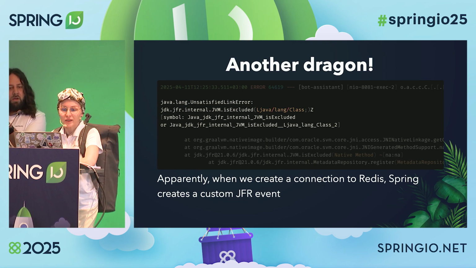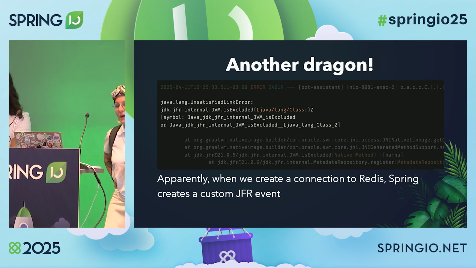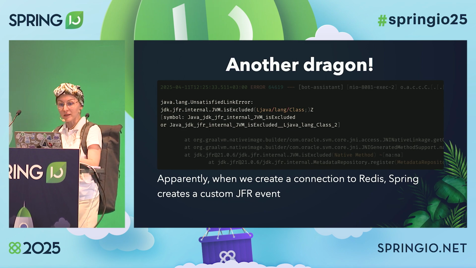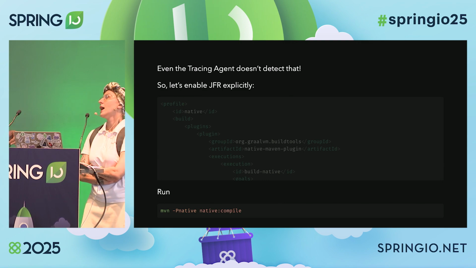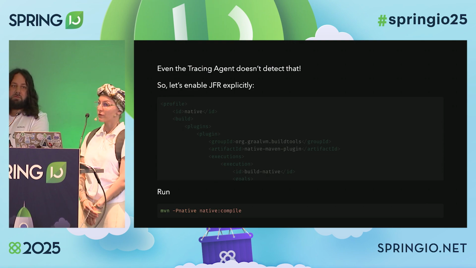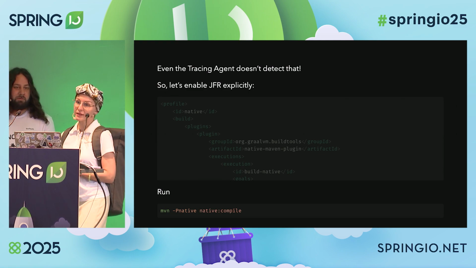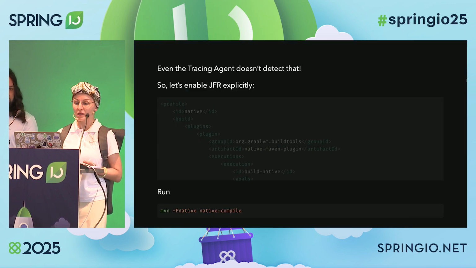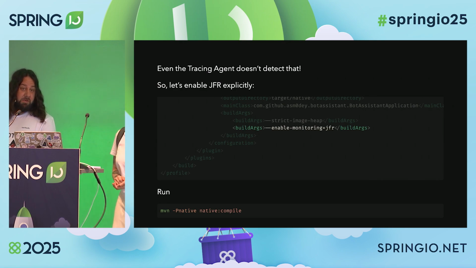The UnsatisfiedLinkError: Java JDK JFR is excluded. Apparently, when we create a connection to Redis, Spring creates a custom JFR event, and JFR was not included into our image. Wait, won't the tracing agent help you in that? Unfortunately, no. Even the tracing agent can't detect the usage of JFR in this scenario. Or it detects and doesn't tell us that we should enable it. So in some cases, you need to enable JFR explicitly by adding the option enable monitoring, right? Yes. Okay, so let's try again.